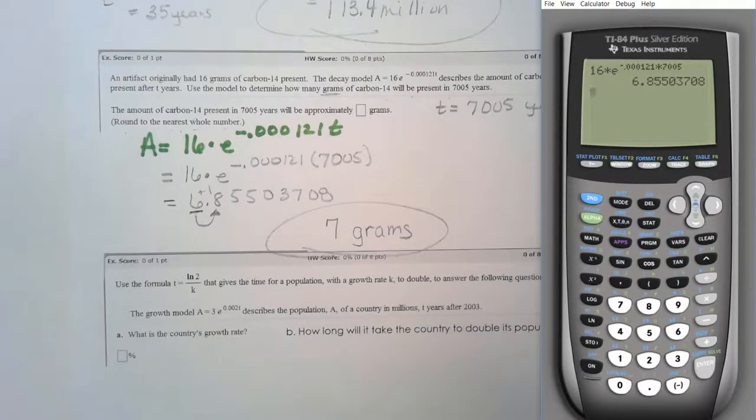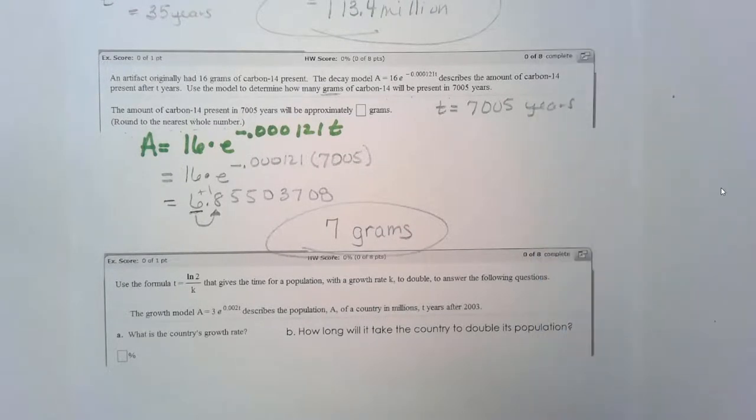Okay, so that was our example here. Our last example on this page, it says use the formula t is equal to ln of 2 all over k, that gives the time for a population with a growth rate k to double, to answer the following questions. The growth model A is equal to 3 times e raised to the 0.002 times t, describes a population A of a country in millions, t years after 2003.